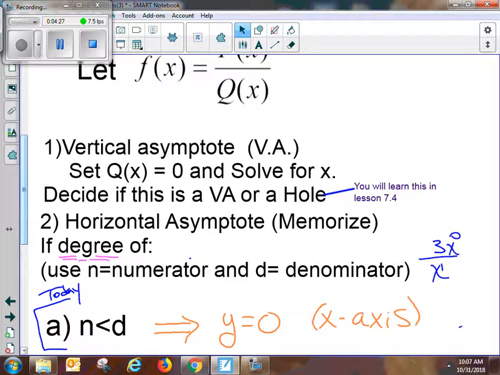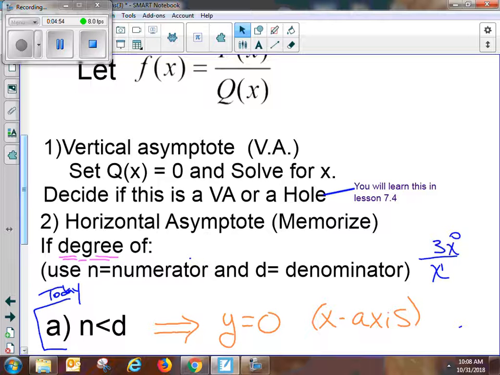Now, when we get to section 7.4, you're going to have to go a step further and tell me if it's a vertical asymptote or a hole. Hole meaning H-O-L-E, like if you took your pencil and punched a hole through it. You would have that open point there. We have a sample of it coming up in this part of the lesson, but we don't have to actually do anything with it till 7.4.